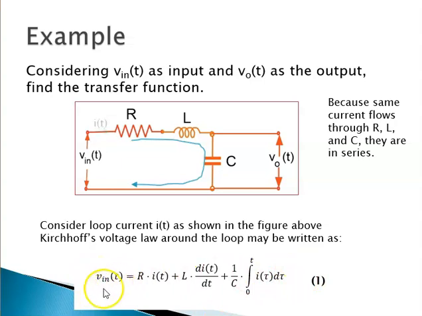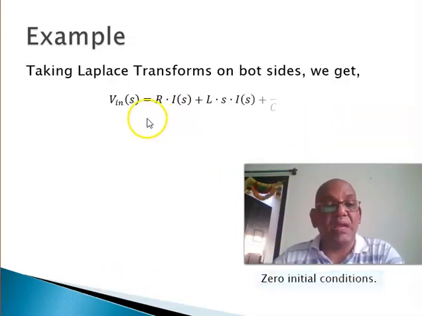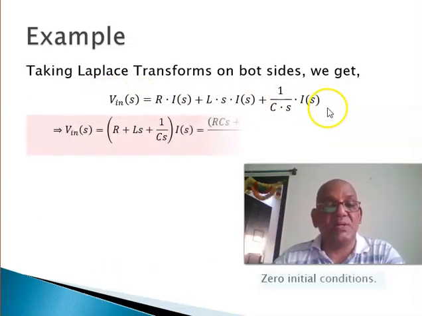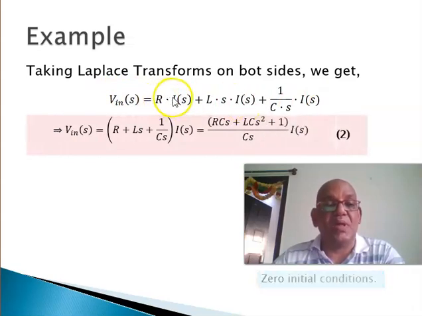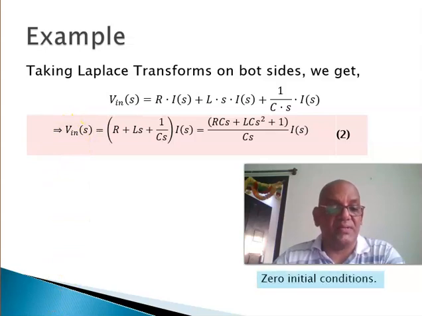We take Laplace transform on either side of the equal to sign in the equation, and we get this equation in Laplace domain: R times I of S, Ls times I of S, 1 over Cs times I of S. So we collect all the terms having I of S onto one side and Vi of S on the other side. Note, we are using zero initial conditions.